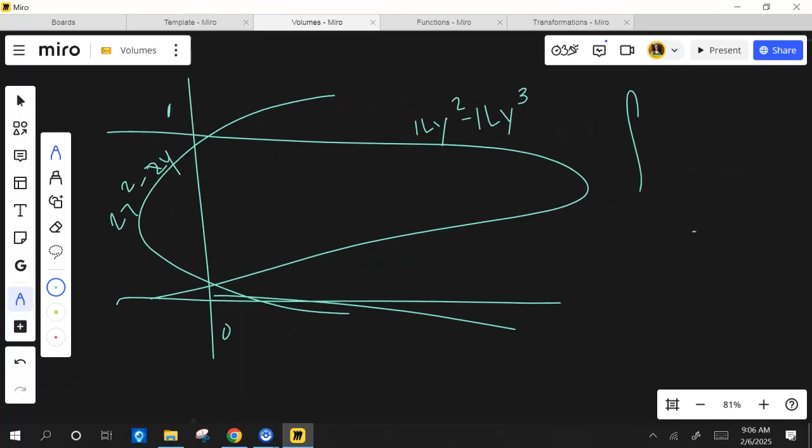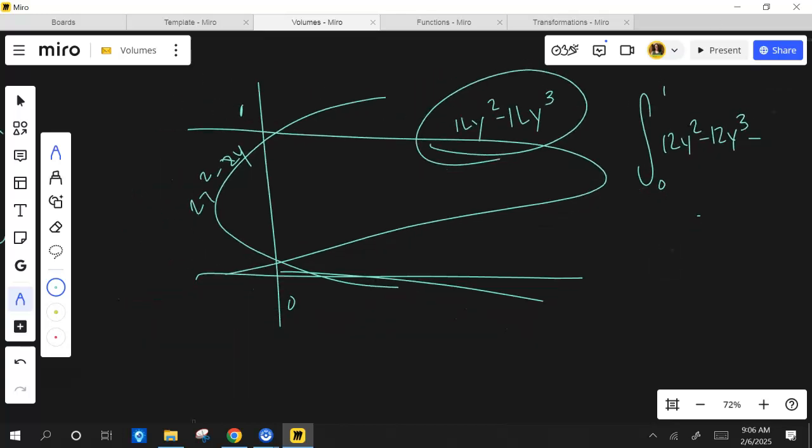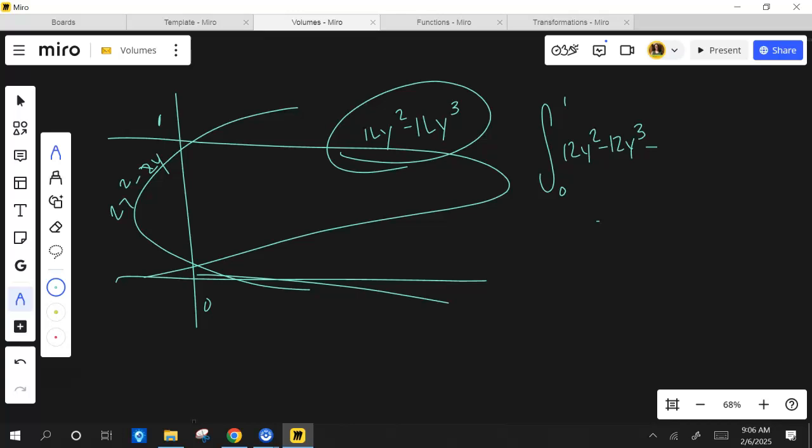So I'm going to do the integral from 0 to 1 of my right curve, farthest right. So 12y squared minus 12y cubed minus, and then I do my left curve, in parentheses, 2y squared minus 2y, dy. And now I can clean this up a little bit. From 0 to 1, I got negative 12y cubed plus 10y squared plus 2y.